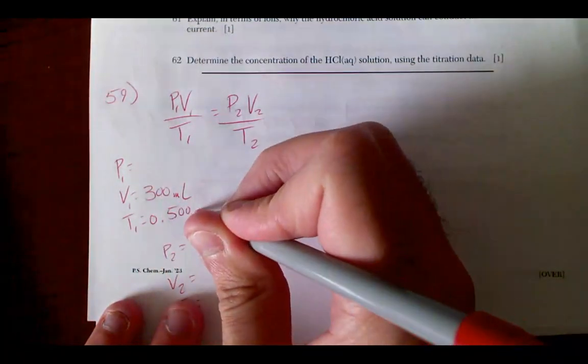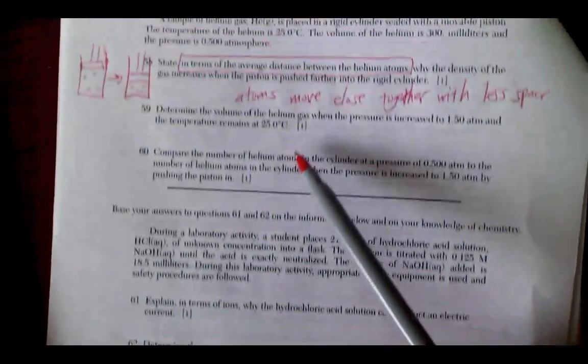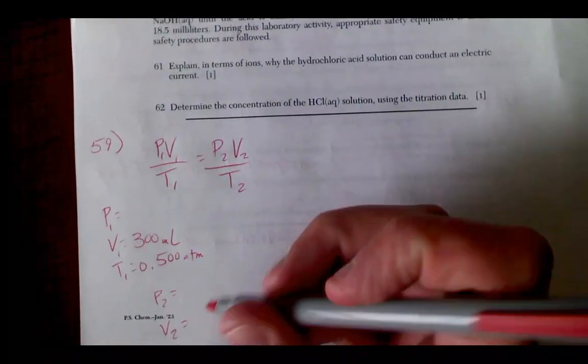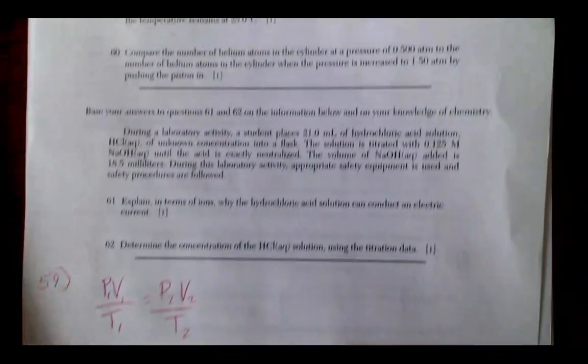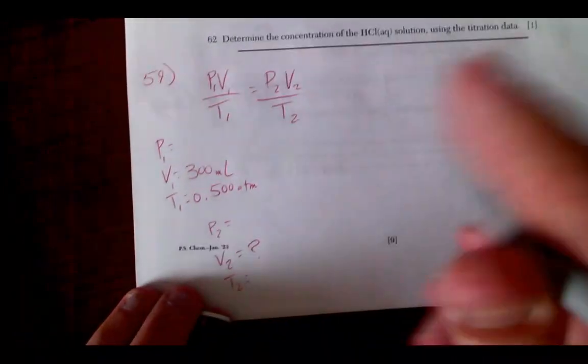and the pressure is 0.500 atmospheres. All right, and now in the question, it says we're going to determine the volume of the helium gas. So we want the new volume of the helium gas after something changes. So V2 is going to be the thing we're looking for. That's going to be our unknown. It says when the pressure is increased to 1.5 atmospheres, that's our new pressure.